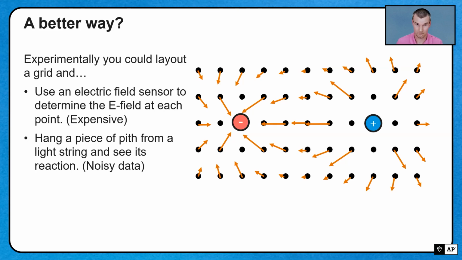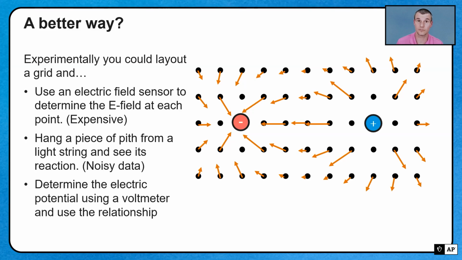So you can do that, but the data might be a little bit noisy. Why is it going to be noisy? Because when you hang it here initially, it's going to move in that field and it's no longer at the location it was before. So you kind of have to find a way to look at the angle as it moves. So you might get a general idea. The direction is going to be great, but the magnitude might not work out so well.